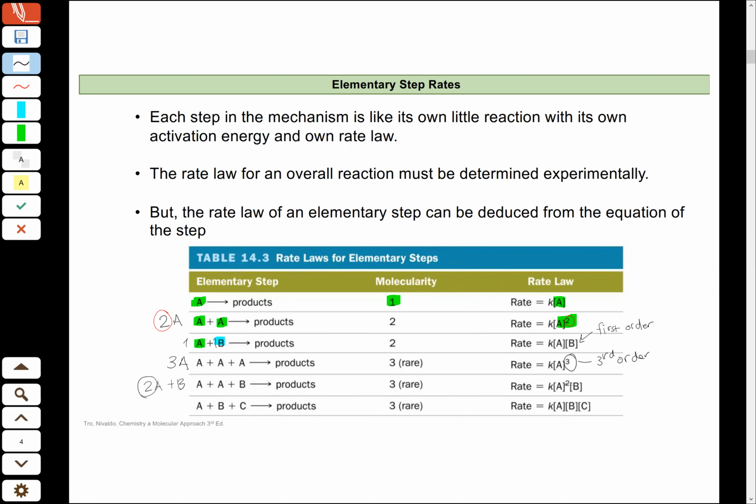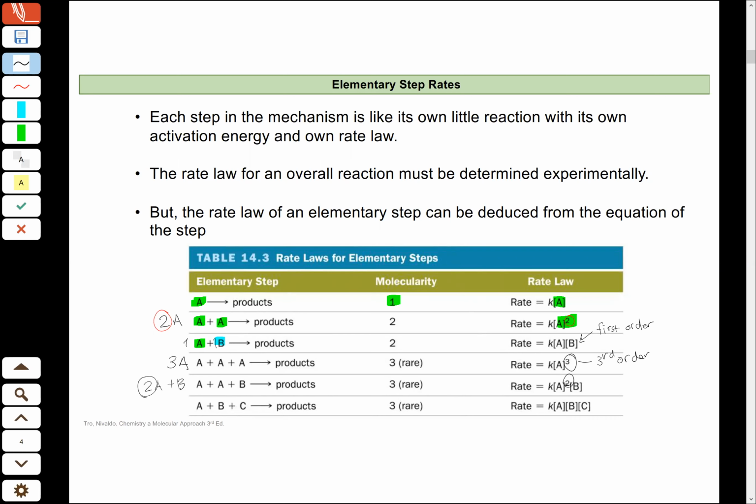and that 2 coefficient will be seen as the order with respect to A. And for B, it'll still be first order because we only have a coefficient of 1 in front of it. And then our example where we have three separate reactants and we'll have a first order dependence on each one of them.